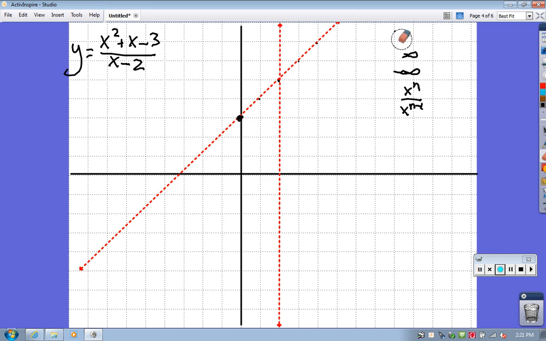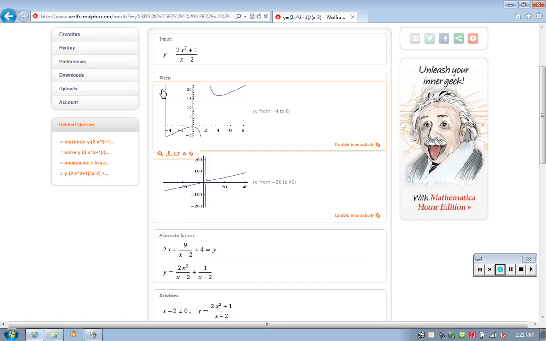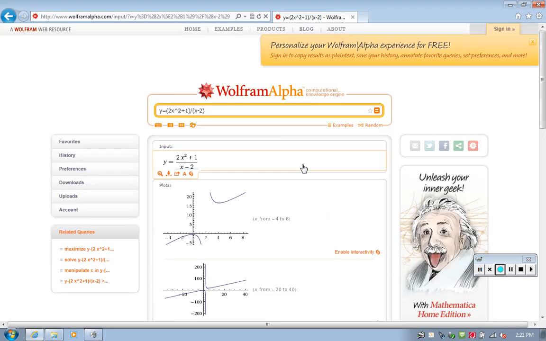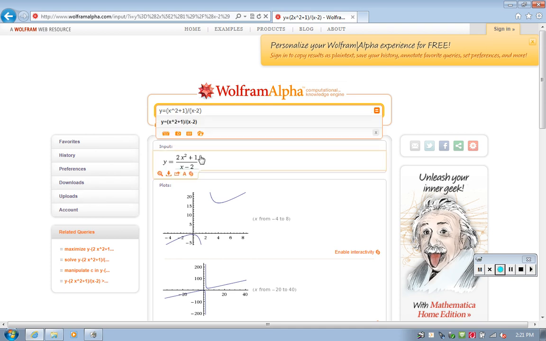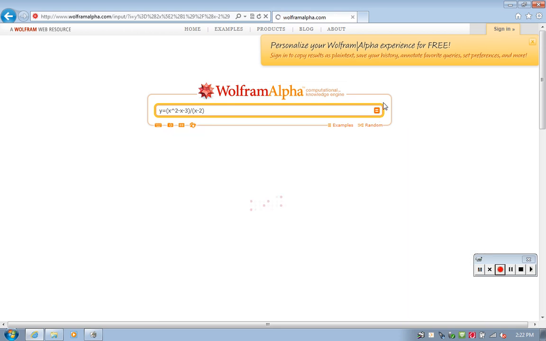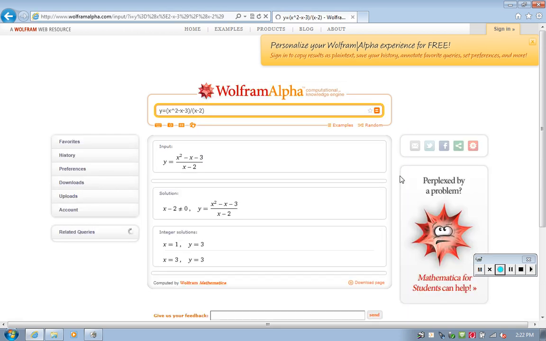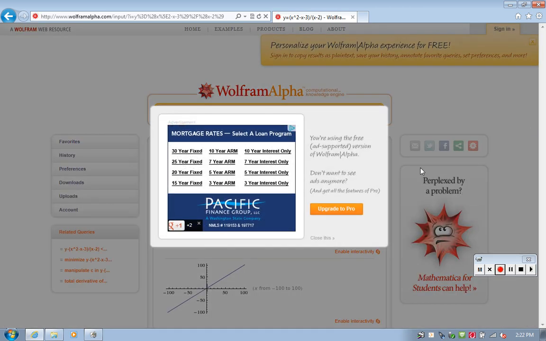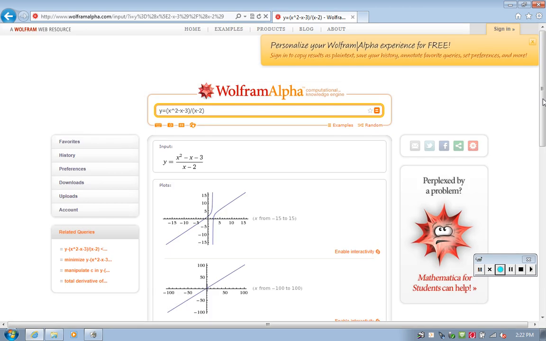I'm going to be lazy. I'm going to grab my graphing calculator and see where the parts fall for this. And since I don't have a graphing calculator, I'll use Wolfram Alpha. So x squared minus x minus 3, that whole thing divided by x minus 2. Maybe this one will be a little faster than last time. Oh, it was. Good. All right, I get a nice little offer to upgrade, which I will pass on.